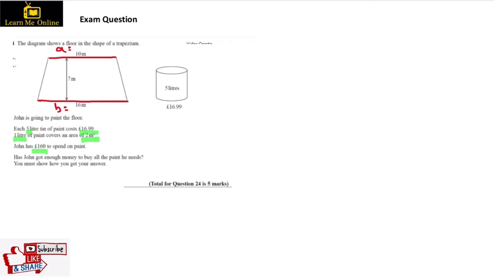So this is the whole thing we are given, that the floor is in the shape of a trapezium. And they're saying that the 5 liter tin costs 16.99. He has got £160 to spend. So has he got enough money to paint it or not? The first thing we need to know is how much paint he needs, because it depends on the area. So we're going to find out the area of the trapezium.